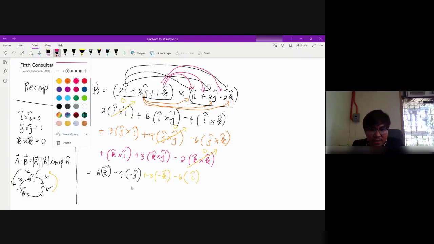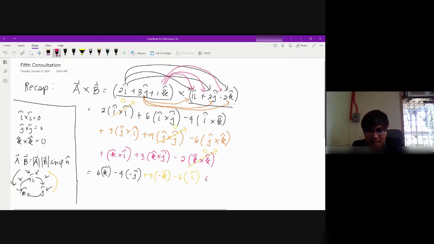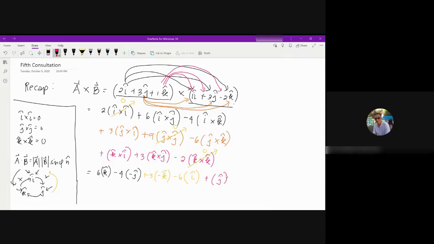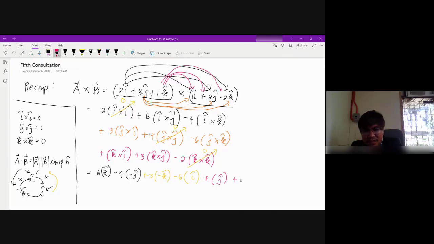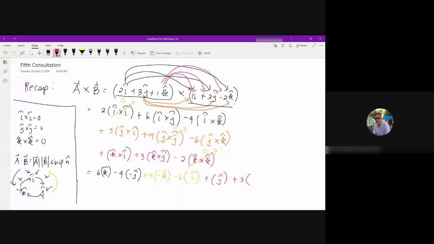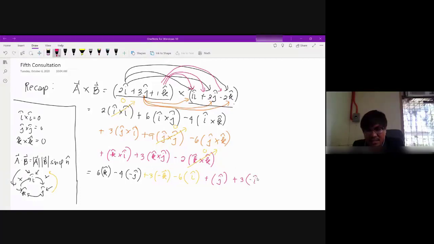Next, how about this one? So you have plus, copy the plus, and you have k cross i. That's positive j hat. Okay, and then you have 3, and then k cross j. k cross j again, so this is now negative i hat.